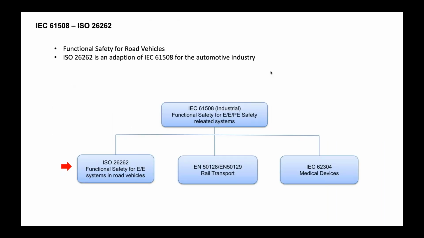The functional safety standard ISO 26262 was derived from, or is a subset of, a wider standard, which is IEC 61508. So 26262 is only for road vehicles, and as you can see from the picture, there are similar standards for rail transport and for medical devices.